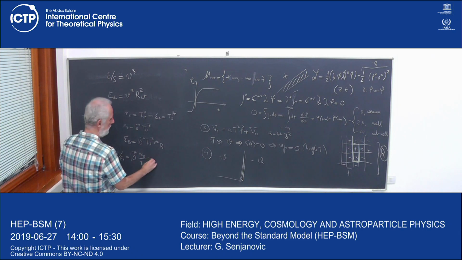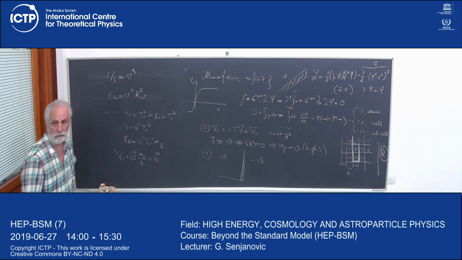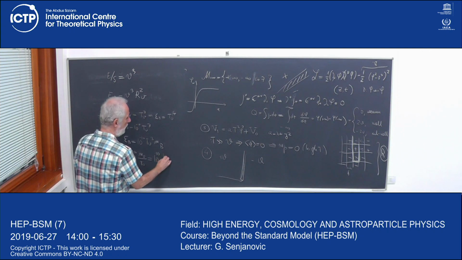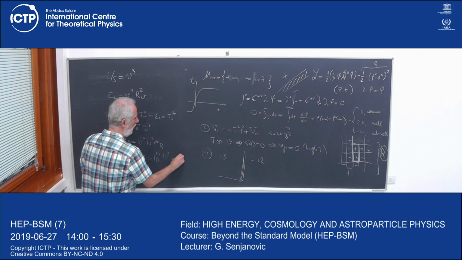Okay? That's 10 to the minus 10. What is the mass of the baryon? That's a GeV. What is the GeV? That's 10 to the 9 electron volt. Okay?